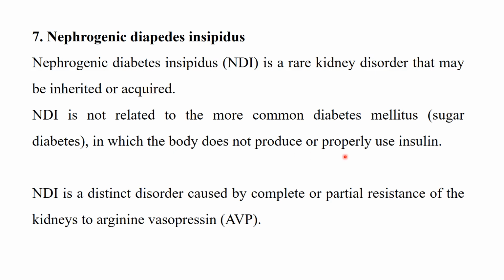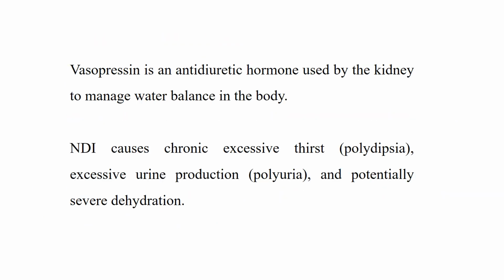चूंकि डायबिटीज मिलिटस में डिफिशियंसी ऑफ इंसुलिन हो रही है, बट इन एनडीआई दैट इज नेफ्रोजेनिक डायबिटीज इंसिपिडस इज अ डिस्टिंक्ट डिसऑर्डर दैट इज कॉज्ड बाय कंप्लीट और पार्शियल रेजिस्टेंस ऑफ किडनीज टू आर्जिनिन वेसोप्रेसिन. आर्जिनिन वेसोप्रेसिन को रेजिस्ट करेगा, दैट कंडीशन इज कॉल्ड एनडीआई. Vasopressin is an antidiuretic hormone used by the kidney to manage water balance in the body. Water balance को maintain करने के लिए vasopressin बहुत important role play करता है.